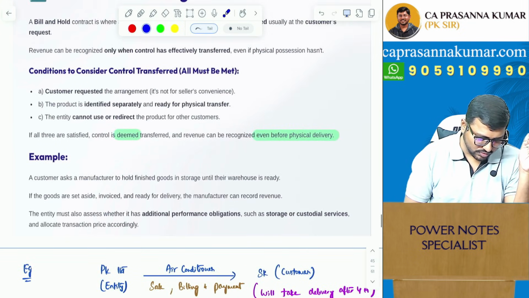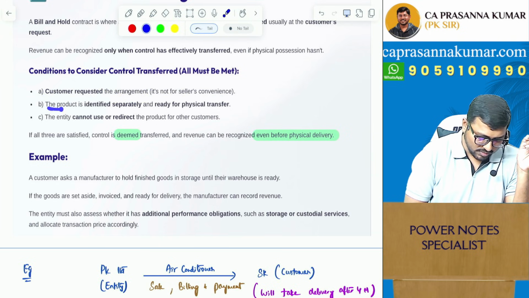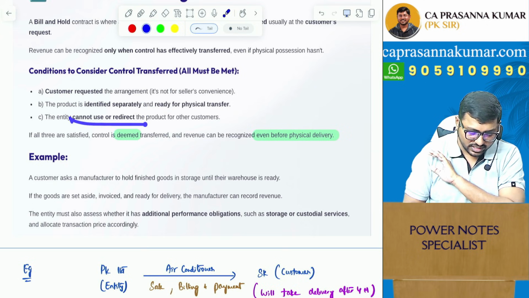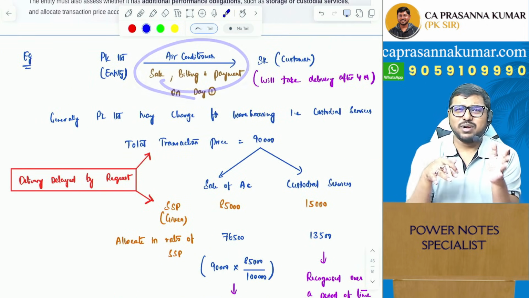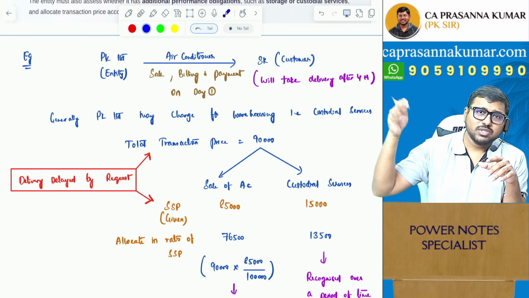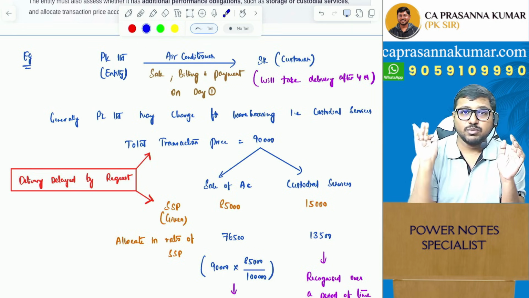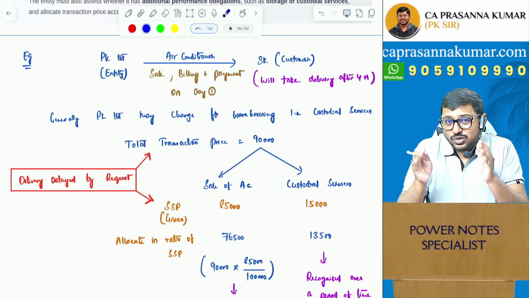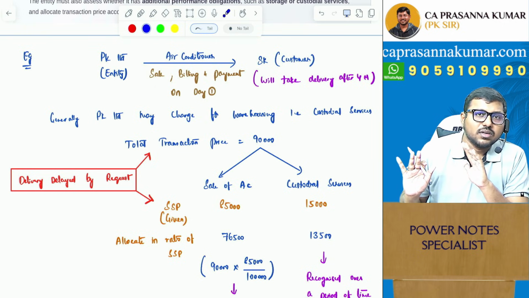Look at the conditions over here. The customer requested the arrangement. It is not for the seller's convenience. The product is identified separately and ready for physical transfer, but it is kept separately and not sold to anybody else. Generally, when it comes to ACs, the same model we will sell. When the customer comes after 4 months, if a similar model unit is sold that day, it will not work. You understand the point? That specific unit which the customer purchased 4 months back should be kept like that only.